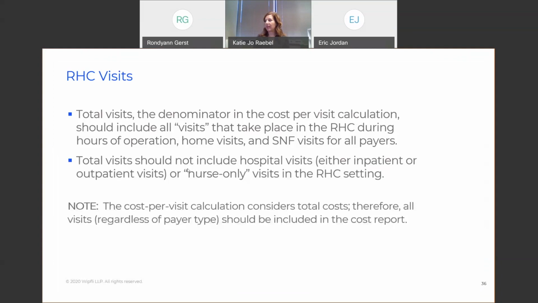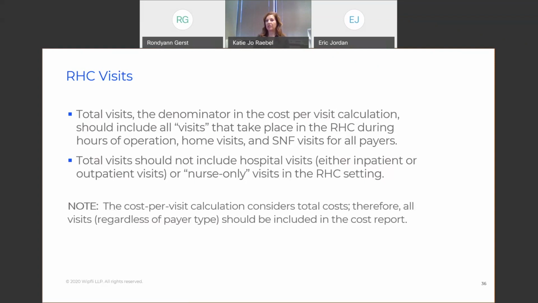We do not want to be counting non-RHC visits, so we don't want to be including hospital visits, nurse-only visits. We want to be counting those visits that either took place in the rural health clinic or outside of the rural health clinic. There's a couple exceptions where we can bill for RHC visits, and those are home visits, skilled nursing visits, and if we have swing bed visits, those are also rural health clinic visits. So that's really what we want to be counting when we're talking about rural health clinic visits and the information that's provided to your cost report preparer. This is a really critical component.